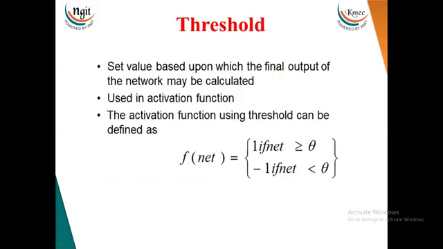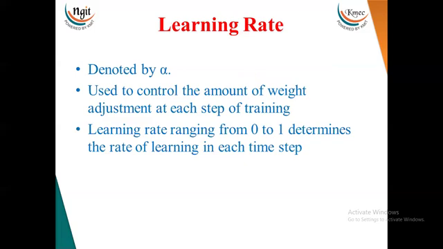Threshold will have some threshold value. We'll decide according to the threshold value whether the output is up to the mark or not. In this example, 1 if it is greater than or equal to theta and minus 1 if less than theta. So theta is your threshold value which we have to define. The learning rate is defined by alpha. It is used to control the amount of weight adjustment, how much you have to change. So the weight has to be doubled, or tripled, or changed to half, or changed to 0. So this is called the learning rate.